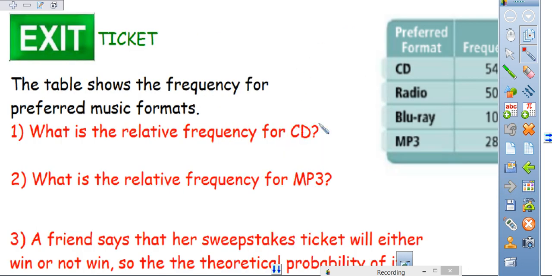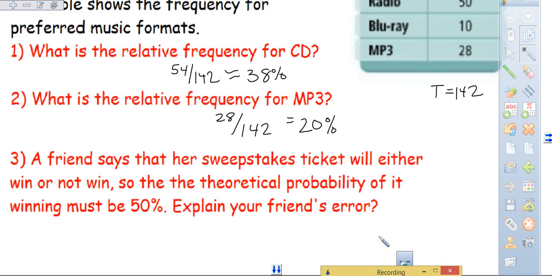Here is the exit ticket. Please pause the video until you're ready for the answers. Here are the answers to the exit ticket. This concludes my 13.2 Probability Distributions and Frequency Tables lesson.